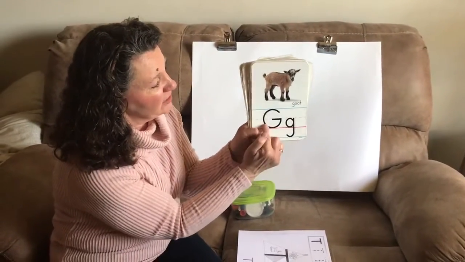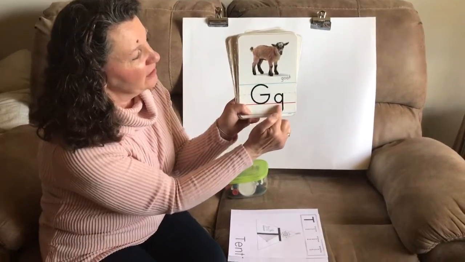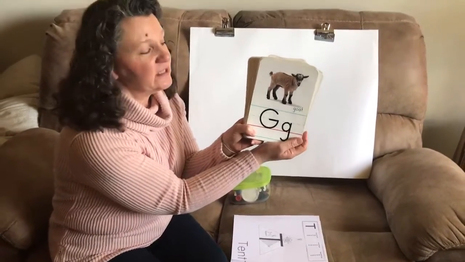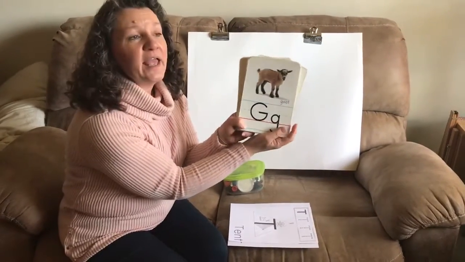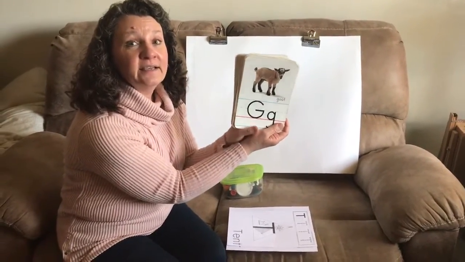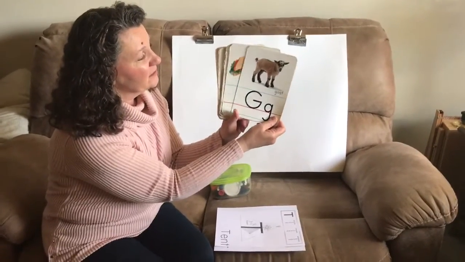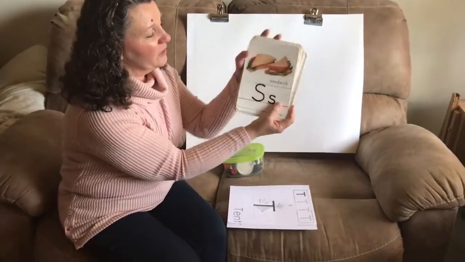All right, what is that one? We have our capital G. This is letter G, capital G and lowercase g. The G makes the g sound, like goat and God and girl and gumdrops. Okay, that's the letter G.